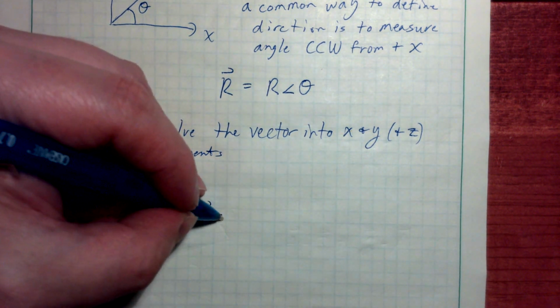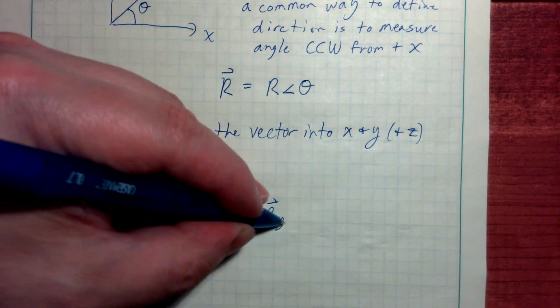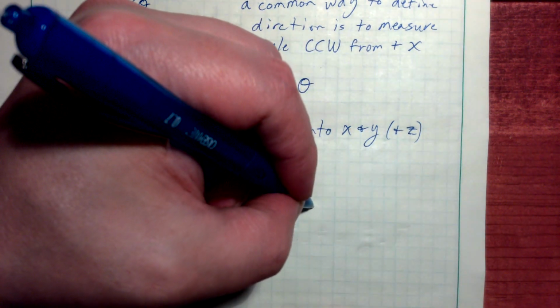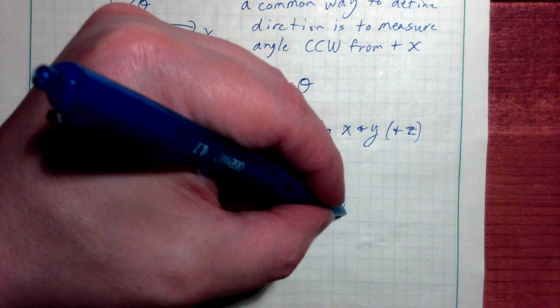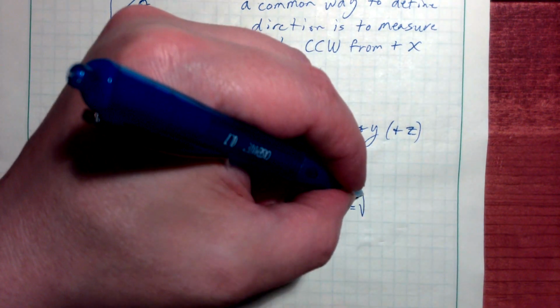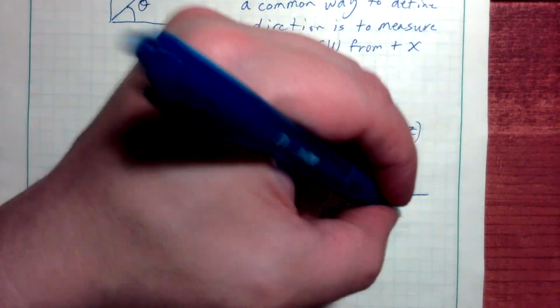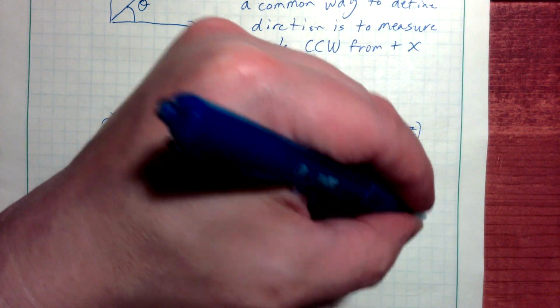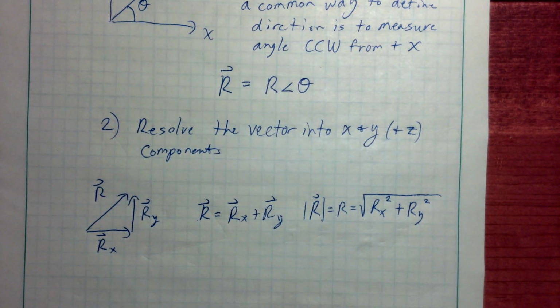Where this r is equal to the sum of rx and ry. And again, how do you find the magnitude? Well, the magnitude of r, which again we just say is r, is equal to the square root of the magnitude of rx squared and the magnitude of ry squared. And if I have z, I add rz out there also. We'll start doing some three-dimensional stuff as we go along in this course. But this gets us started for now.